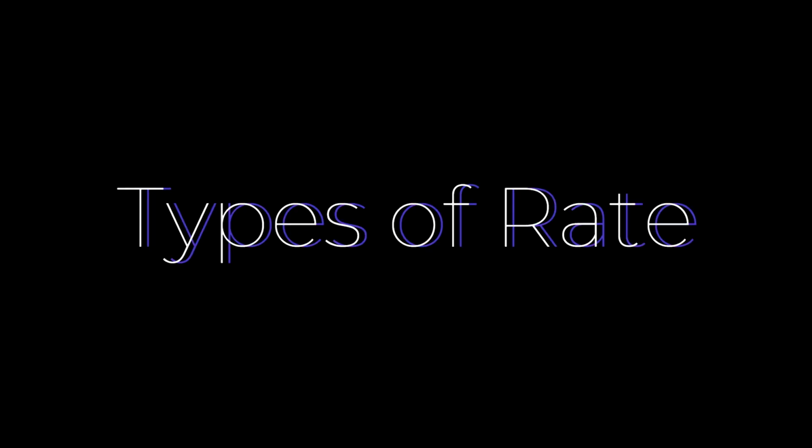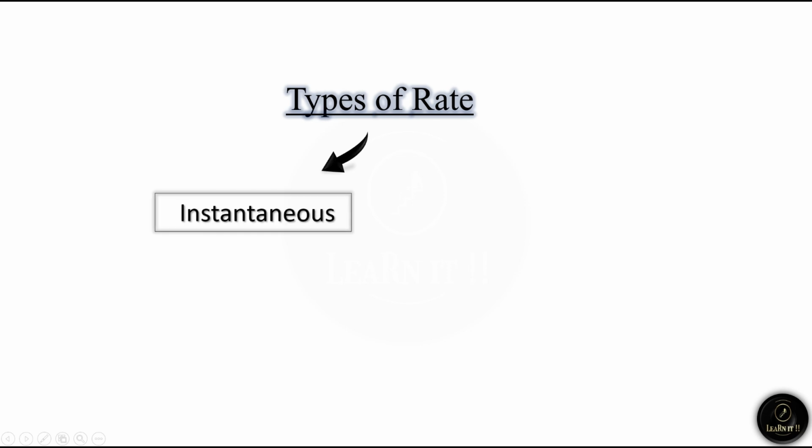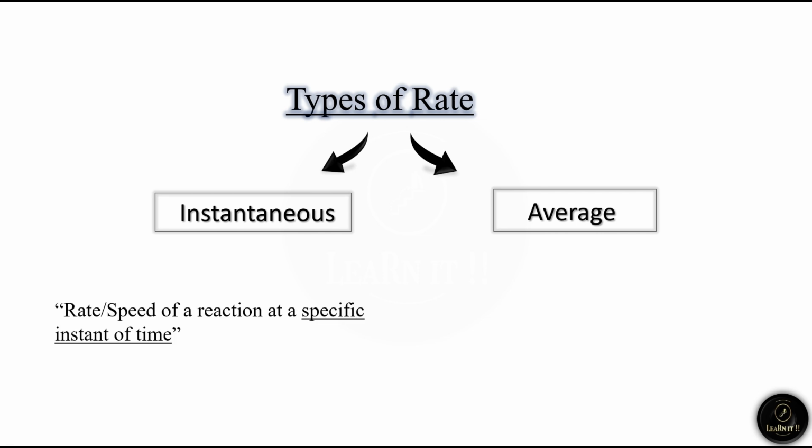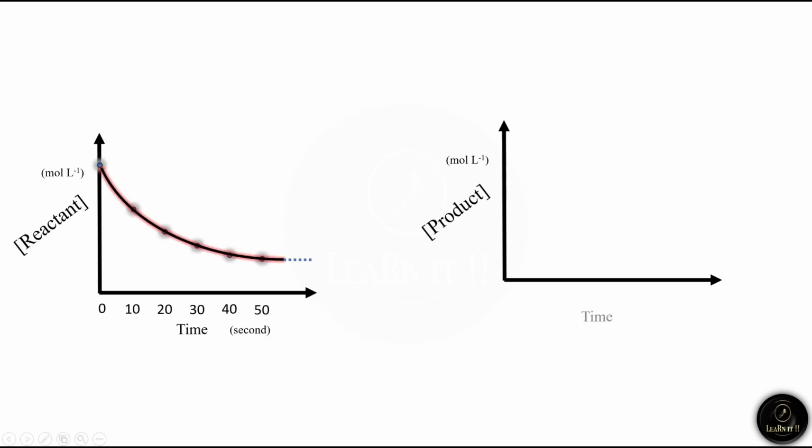The next important concept is types of rate. There are two types of rate or speed. The first one is instantaneous rate and the second one is average rate. Instantaneous rate is the rate or speed of a reaction at a specific instant of time. Average rate means the speed or rate of a reaction between definite intervals of time. So let's discuss them by using the previous example, that is decomposition of hydrogen peroxide.